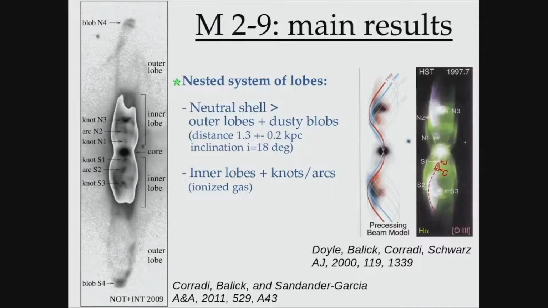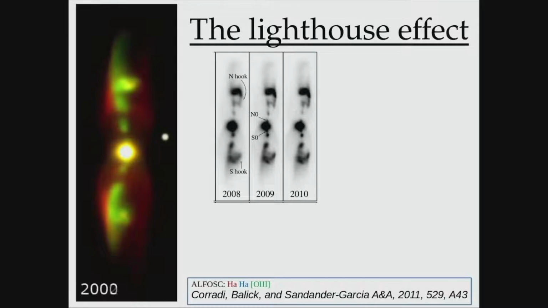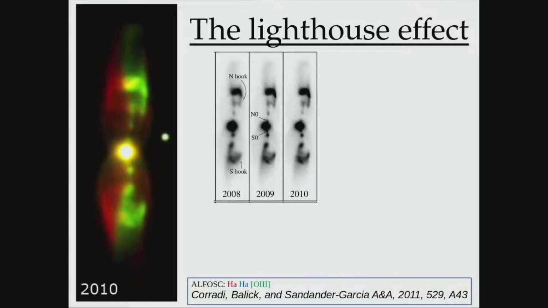The inner lobes, which are visible on this image with 2 globes and arcs, are ionized gas, while the neutral shell and the outer parts are more scattered light. And our biggest interest is in the ionized part, because the biggest changes are happening there. So we have proposed, and we are sure, that it has a corkscrew geometry, and the inner part of it is rotating, which is best visualized in this animation, which combines 13 years of observations.